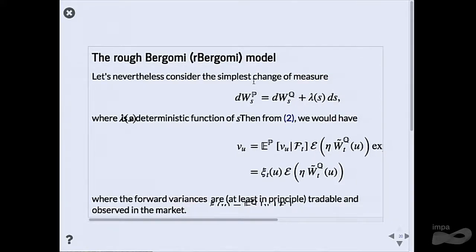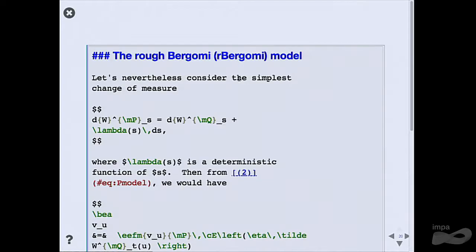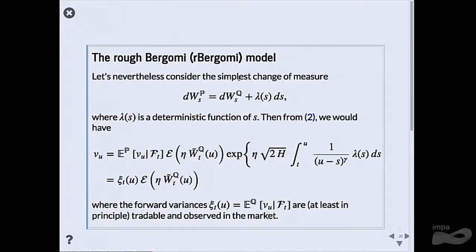Nevertheless, since that's too much work for us and too hard, let's just suppose that this change of measure is deterministic, because this already gets us something very cool. So let's make a deterministic change of measure, this one here, and then that equation becomes this. I use lambda of s instead of lambda sub s. That means it's a deterministic function. And this becomes a forward variance curve now times this by definition.